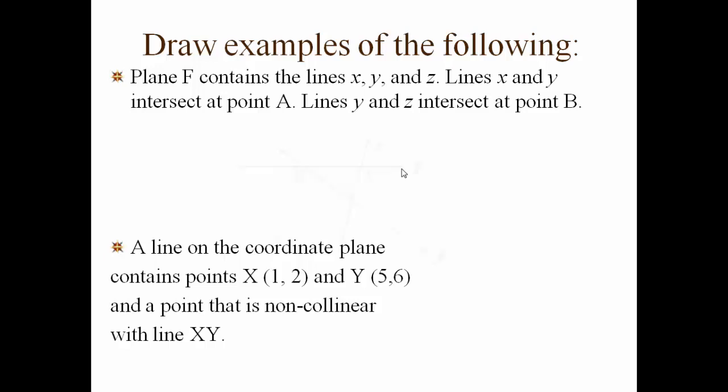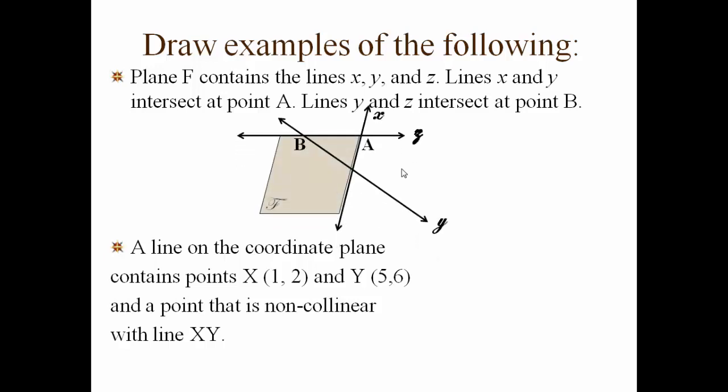Here's my drawing. Notice that everything is labeled. Here we have plane F, here we have the lines X, Y, and Z. The lines X and Y are intersecting at point A, and the lines Y and Z are intersecting at the point B.